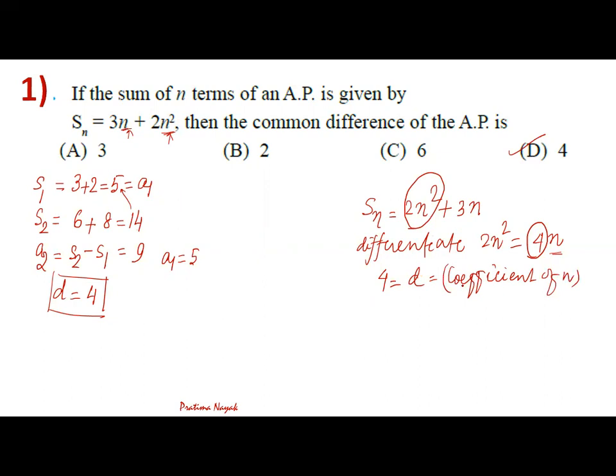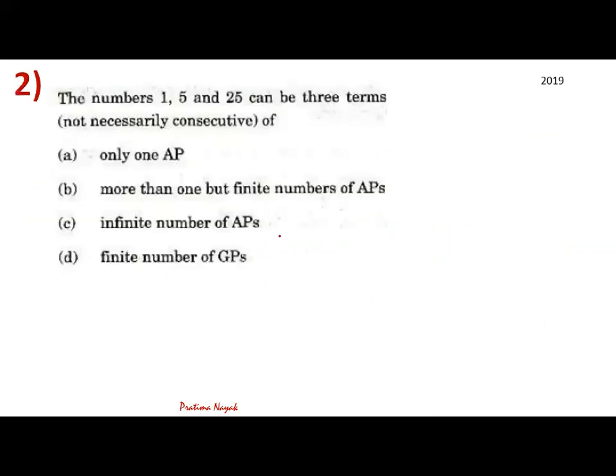Okay, now question number 2. Question number 2 has no shortcut. The numbers 1, 5, 25 can be three terms, not necessarily consecutive, of: only one AP, more than one but finite number of APs, infinite number of APs, or finite number of GPs. Certainly this is a question of AP, that's why I have taken it.